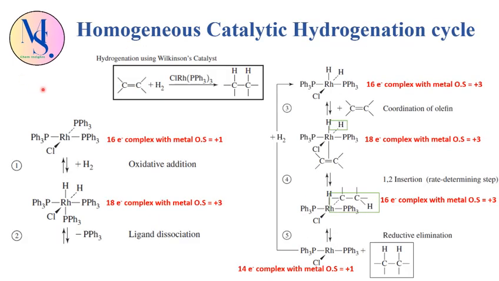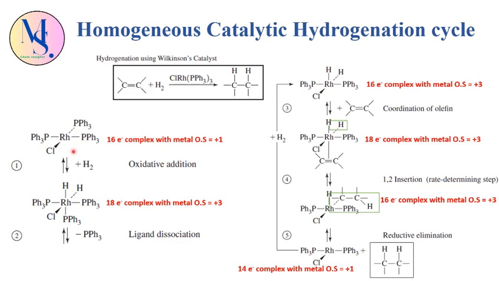Now I will discuss the example of homogeneous catalytic hydrogenation reaction of olefin in the presence of Wilkinson's catalyst. This reaction looks very simple, but actually it is not a simple reaction. It is a very complicated reaction which involves these 5 steps. Each step involves a separate reaction which I have already discussed, like oxidative addition, ligand dissociation, coordination or insertion, and reductive elimination. So I will discuss all these steps one by one.